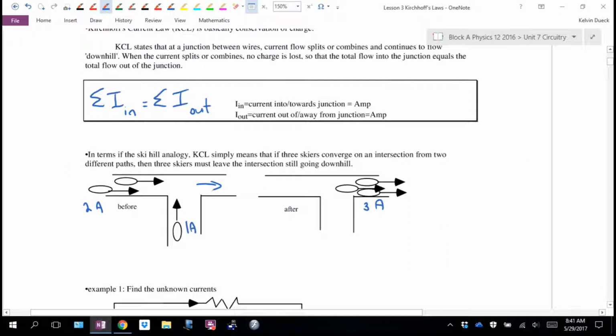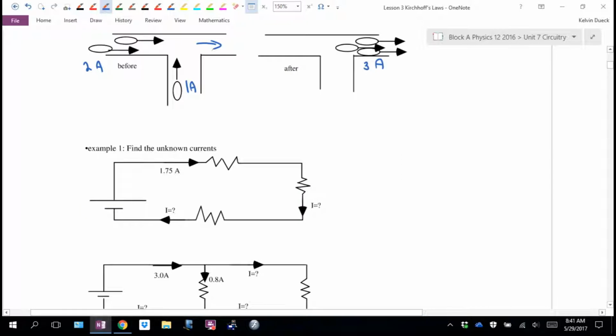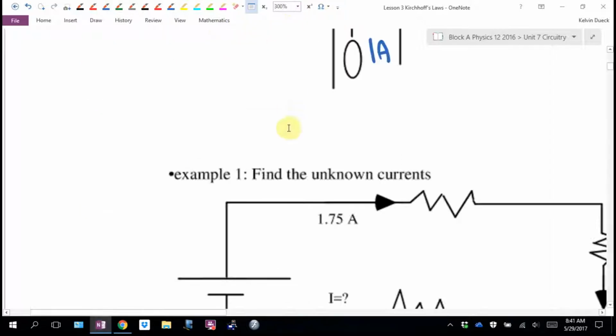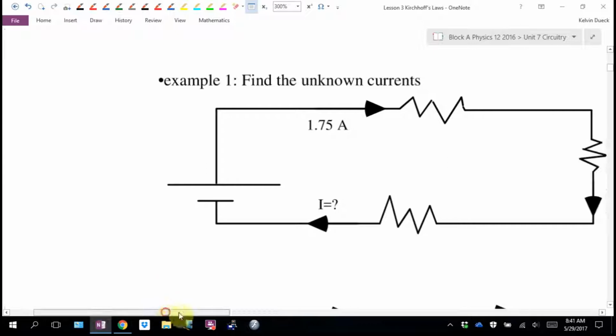And this is why, Nevada, typically, as soon as I have a circuit, if they haven't already put arrows on it, I always label arrows which way is downhill, because that's which way we're going to ski. So here's the first one, example 1. Let me zoom in a little bit. It says this: find the unknown currents.